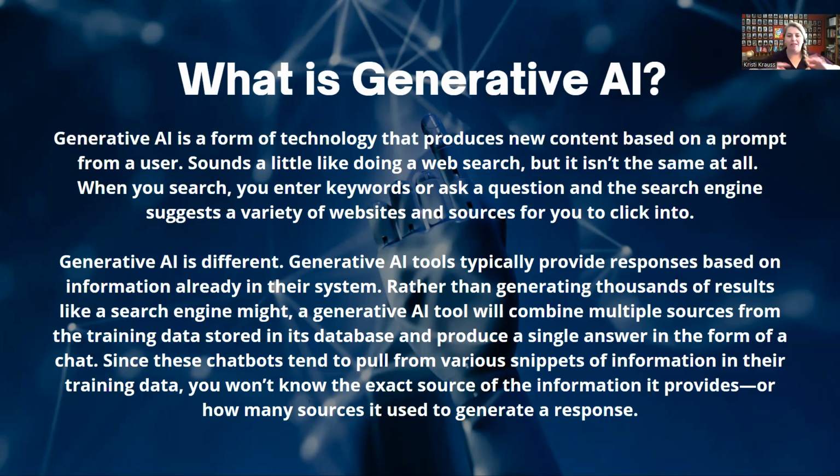So rather than generating thousands of results like a search engine, a generative AI tool will combine multiple sources from the training data stored in its database and produce a single answer in the form of a chat. Since these chatbots tend to pull from various snippets of information in their training data, you won't get an exact source of the information it provides, or even how many sources it used to generate the response. So it could use 100 sources or 3 sources. It's not going to tell you where it grabbed the information. So it's grabbing information from the internet, from the web, and customizing an answer for you.